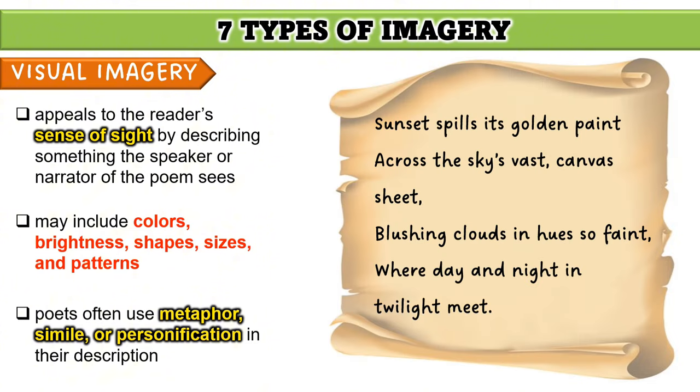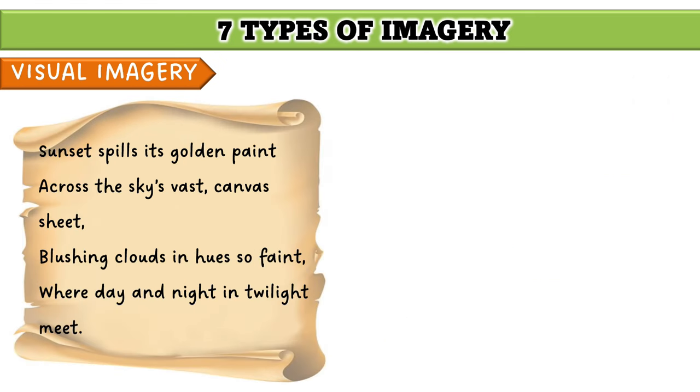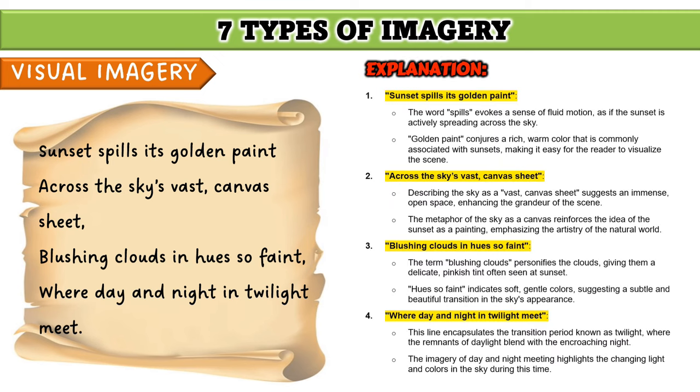Here is a sample stanza of a poem. Sunset spills its golden paint across the sky's vast canvas sheet. Blushing clouds in hues so faint, where day and night in twilight meet. This stanza provides rich visual imagery, creating a vivid picture of a sunset in the reader's mind. Here's a breakdown of how each line contributes to the visual imagery.